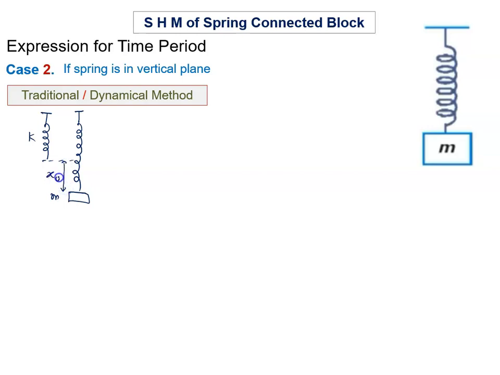This is the elongation in the spring. In this situation, we know the upward force will act, that is kx naught, and the downward force is mg. So we can say kx naught equals mg. This block is at rest. Now we slightly displace the block a further distance x.